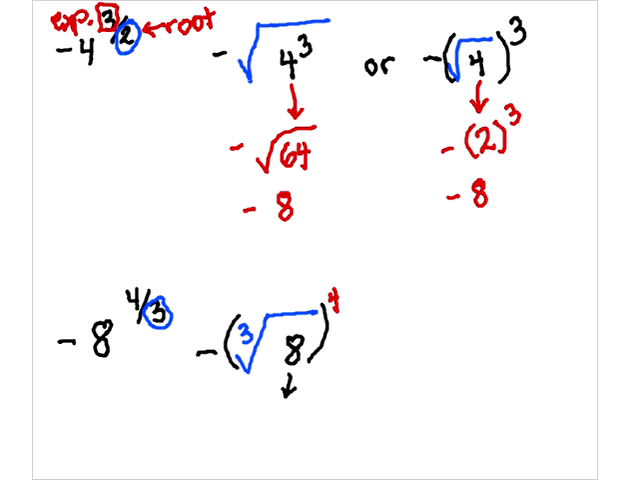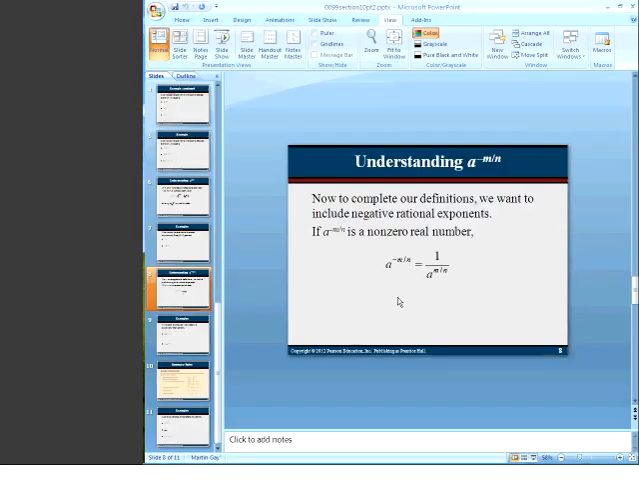Because we just talked about what the cube root of 8 is. The cube root of 8 is 2, because 2 to the 3rd power is 8. And then we raise it to the 4th power. It's a little bit more manageable, and that would be 16. Okay? Alright, now let's see where we are.